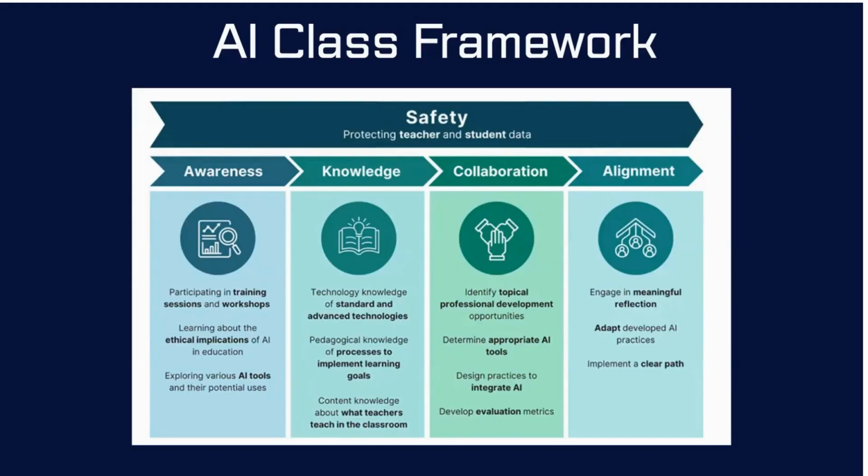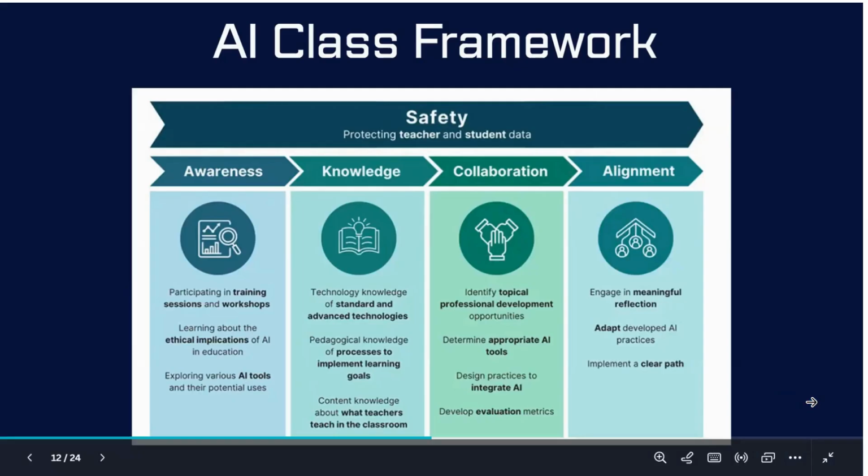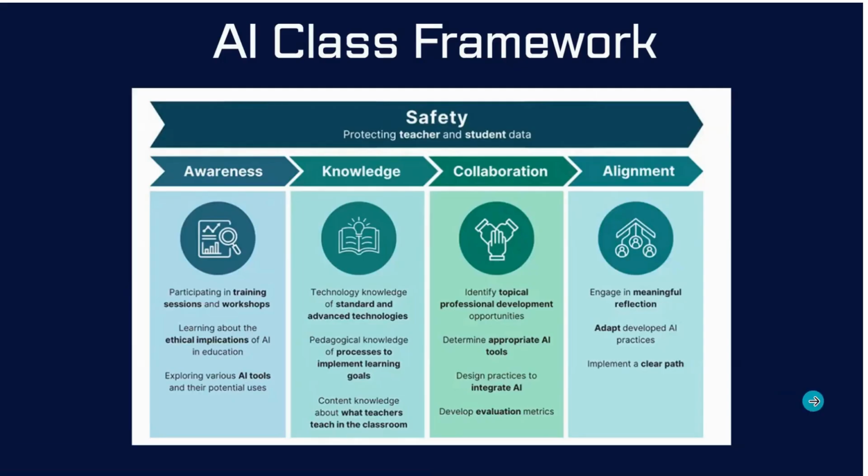Then as we move deeper into the project, we focus more on collaboration, so identifying ongoing professional opportunities, making selections from the tools that we learned about in phase one, and implementing these practices, as well as developing metrics to evaluate the success of our project. If everything's gone well up to this point, the project culminates in alignment, where we engage in meaningful reflection and are continuing learners, updating our project as we learn more about what works and doesn't work, and developing a clear implementation path towards the future.